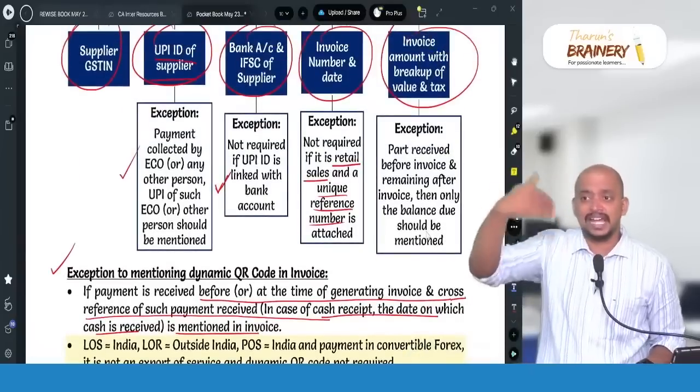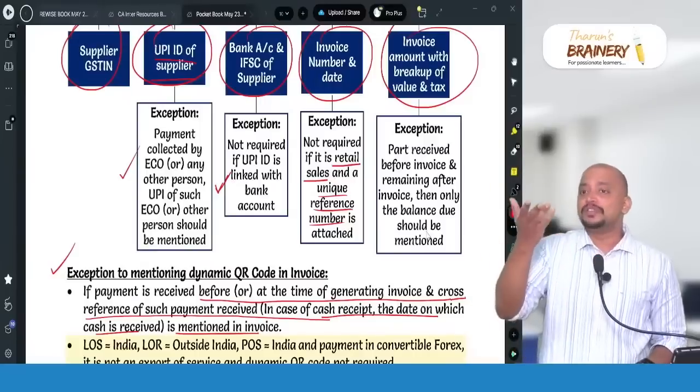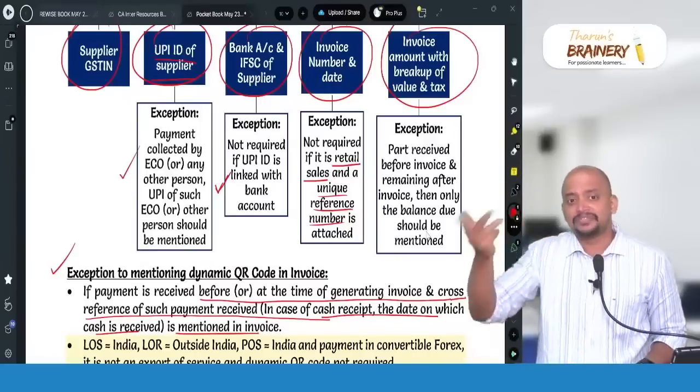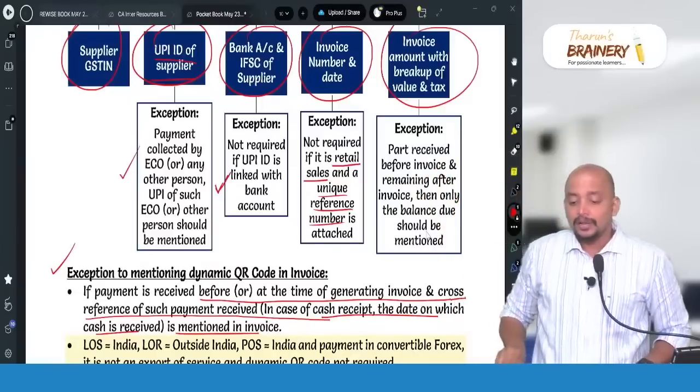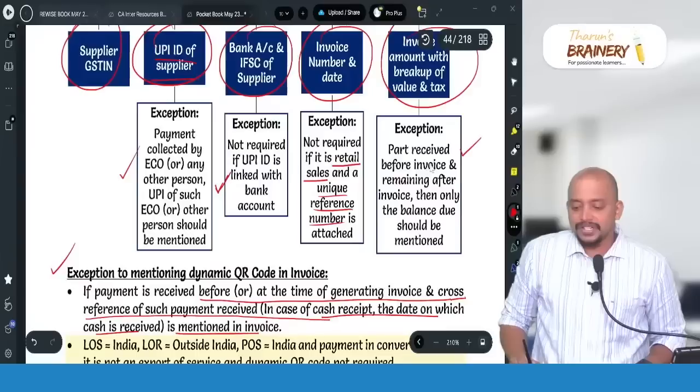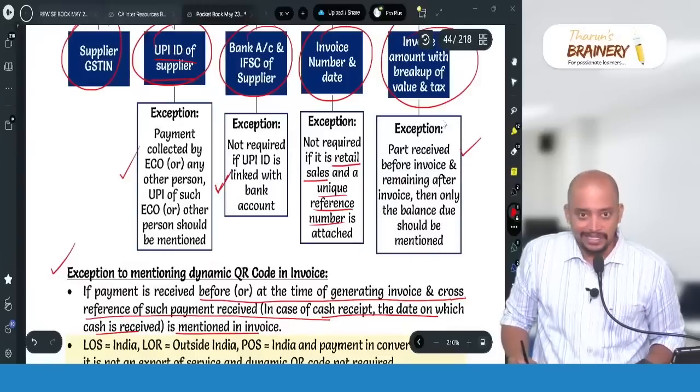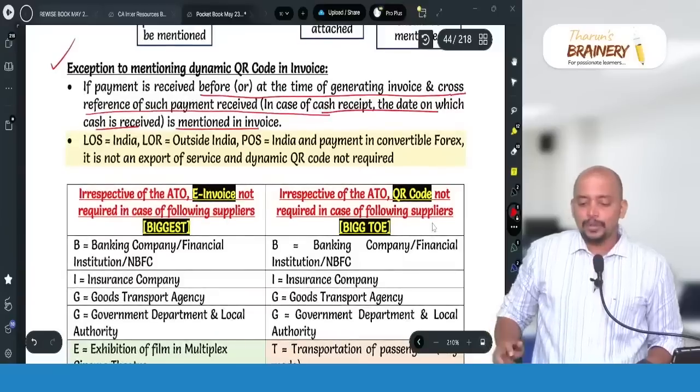Now, say for example, two payments are received. One is advance and the other is balance amount. Advance is before the invoice and the balance amount is after the invoice. So in the dynamic QR code, which amount should be mentioned? Balance amount. Part of the amount is received before the invoice and the remainder after the invoice, and only the balance due should be mentioned here. Okay.